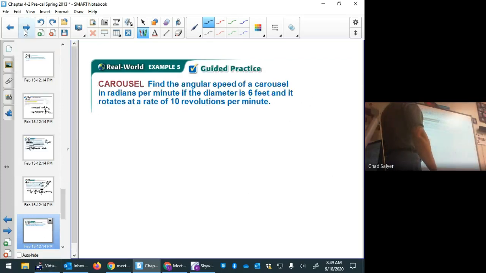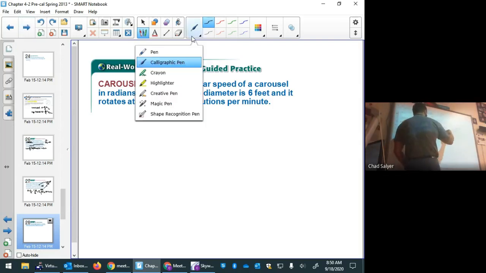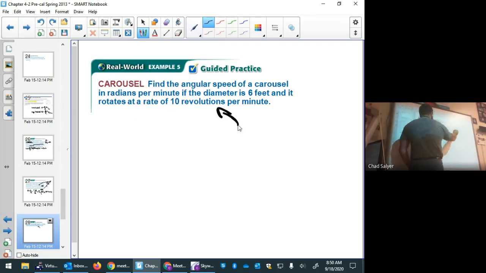Okay, so I think it's worth doing another one of these. So find the angular speed in radians per minute of a carousel, if the diameter is 6 feet. You ever ride these at Dollywood or whatever? So it rotates at a rate of 10 RPMs, revolutions per minute. Angular speed per minute, so we don't need to convert units here. This is a red herring in this problem.